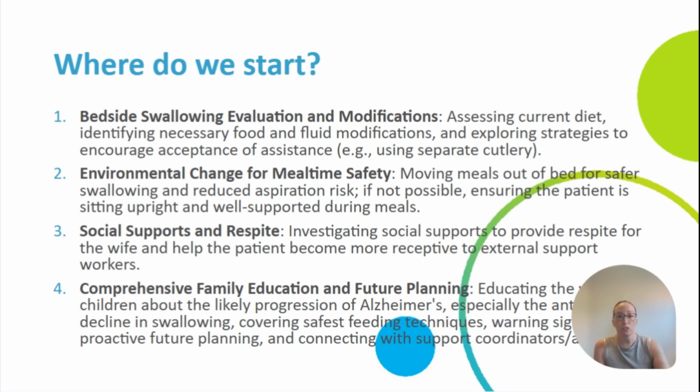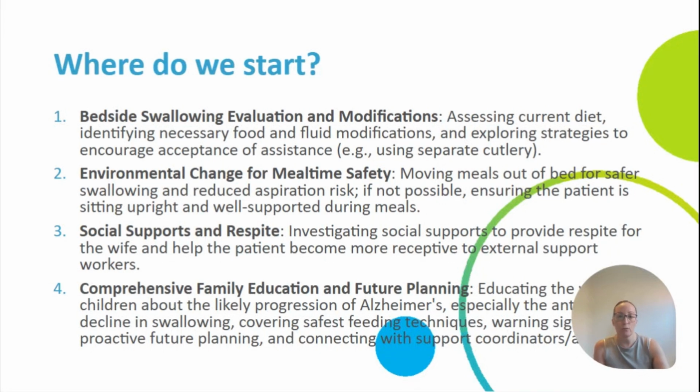A crucial environmental change will be to move his meals to be taken out of bed, which is obviously the safest option to reduce the risk of aspiration and pneumonia. If this is not possible, we will need to ensure that he's sitting upright and well supported if he cannot move. We'll also look into social supports to give his wife a break and to encourage Stephen to engage more readily with external support workers.